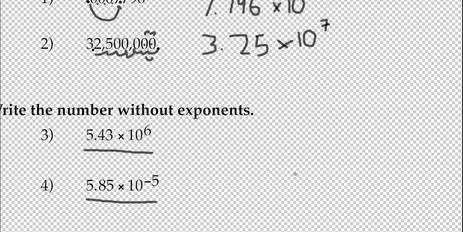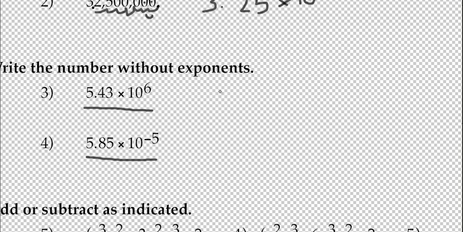How about going the other way? Write it without the exponents. 5.43. Now, this is going to be a big number. It's got a positive exponent. I'm just going to put a lot of zeros here. I don't know how many. I'm just going to write a lot of zeros, and I can always erase them at the end.